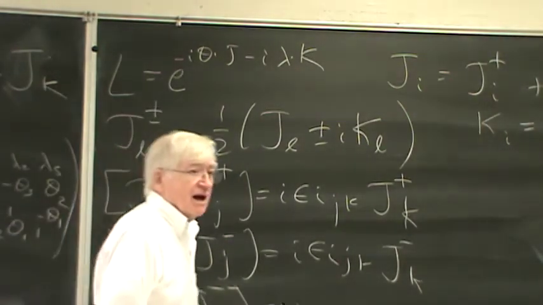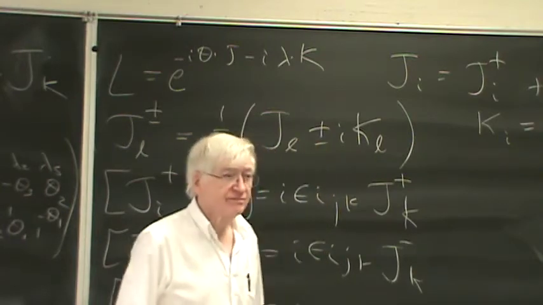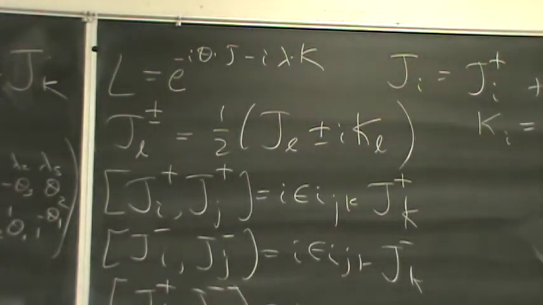What's the point of giving these new generators? You mean the J pluses and J minuses? Yeah. Well, they're remarkable because they now satisfy the commutation relations of angular momentum. Oh, okay. So consequently, you can construct representations that are just the representations of the rotation group. So the representations of the Lorentz group are like the representations of the rotation group.